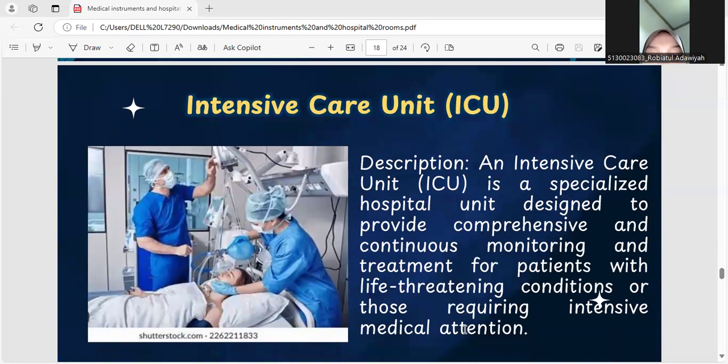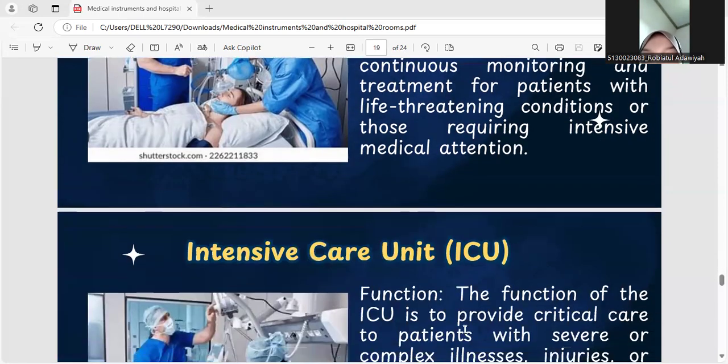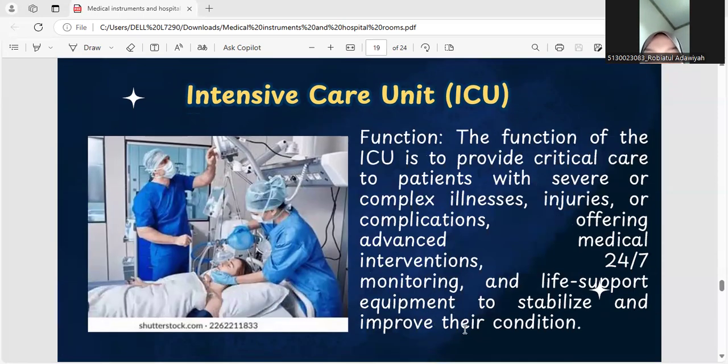Intensive care unit (ICU). An intensive care unit (ICU) is a specialized hospital ward equipped with advanced medical technology and staffed by trained healthcare professionals. It is designed for patients who require close monitoring and intensive medical care. The room typically contains multiple patient beds, each surrounded by a variety of medical devices, including ventilators, cardiac monitors, infusion pumps, and other life support equipment.